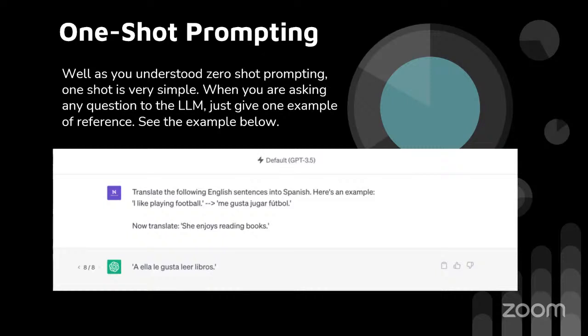Well, as you understand zero shot prompting, one shot is very simple. When you are asking any question to the LLM, just give one example of reference. See the example below. So basically, I'm saying over here, I like playing football and I want to translate this into Spanish. Along with that, I'm saying, me gusta jugar football. Now I'm saying translate: she enjoys reading books. So automatically you can see over there, it's translating she enjoys reading books in the Spanish language.